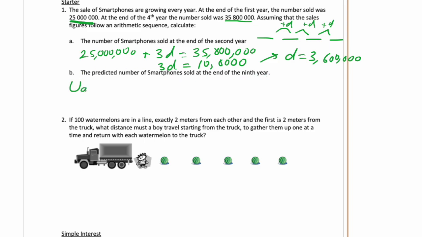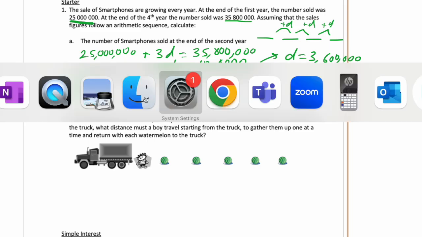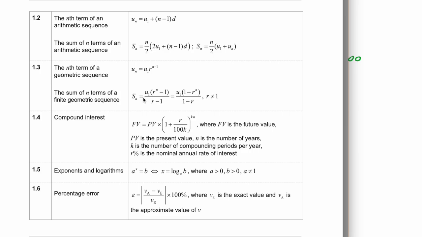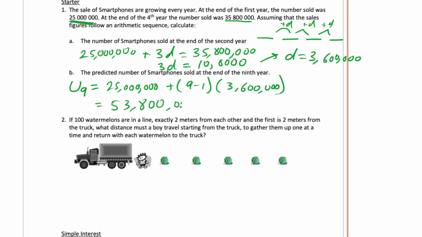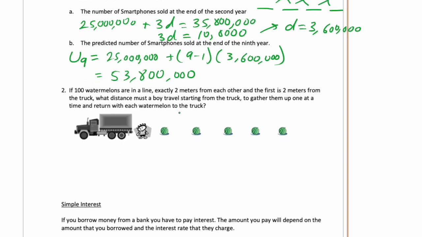Well, that's U9 using our arithmetic sequence formula from our formula booklet. So let's take a look at the formula booklet. We use this formula here to find the ninth term. So U1 plus n minus 1 times D is 25 million plus 9 minus 1 times D, in this case 3,600,000. If we do that, we get 53,800,000. Now let's look at the next one.